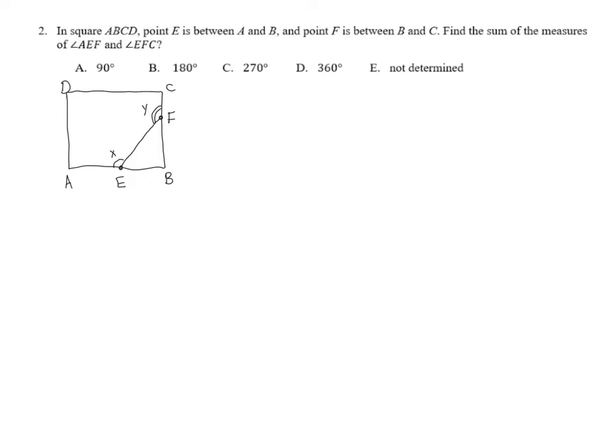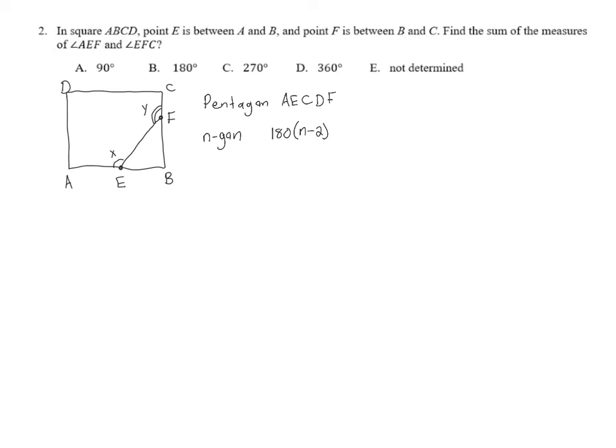Now there's a few different ways to go about finding the sum X plus Y. The first way involves pentagon ADCEF. There's a formula for figuring out the sum of the angles in a polygon. If you have an n-gon, meaning a polygon with n sides, the sum of the angles is given by 180 times n minus 2.